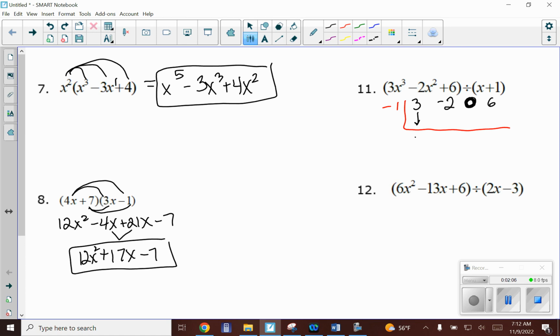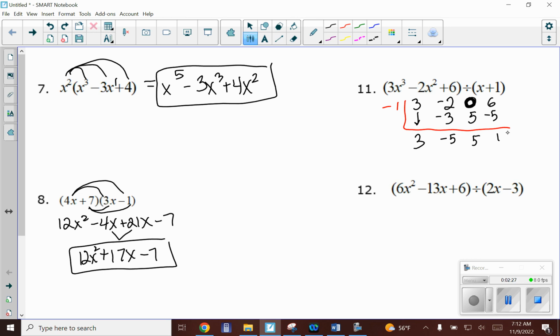Okay, so we drop the first one, multiply that back to the -1, so that's -3. And then we're going to combine those, so that's -5. And then we're going to multiply those, and that's going to be positive 5. And then we're going to combine those, and that's 5. And then we're going to multiply back to the -1, so that's -5. So we end up with a remainder of 1.